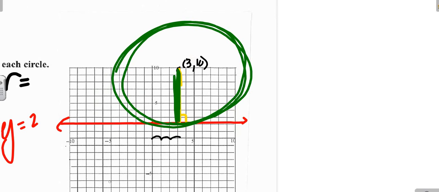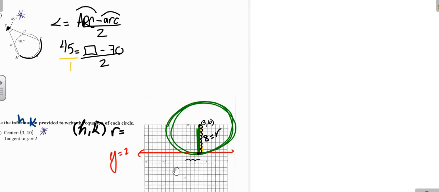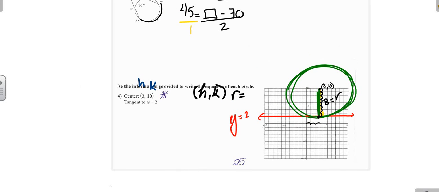And you see right now, all you have to do is count the distance from the center to that tangent point. So it's 1, 2, 3, 4, 5, 6, 7, 8. So my radius is 8. Now I have everything I need. x minus h squared plus y minus k squared equals radius squared.